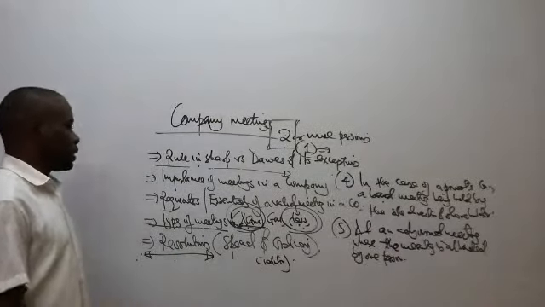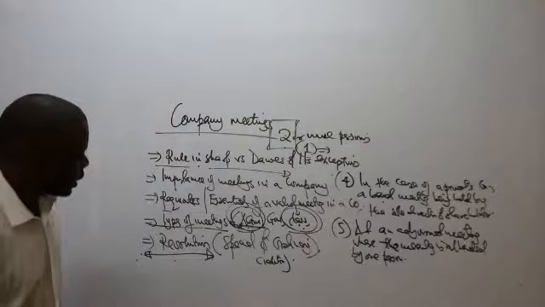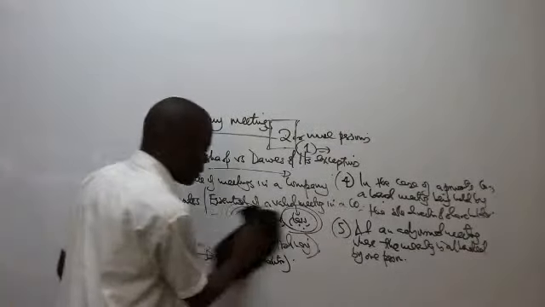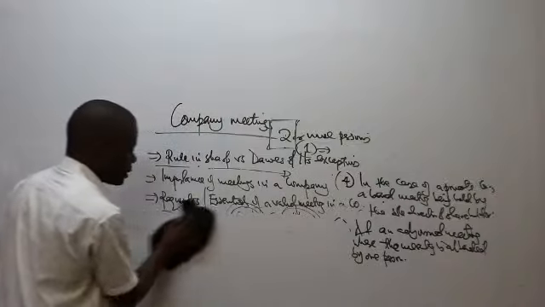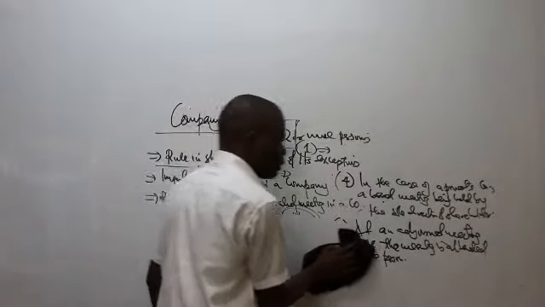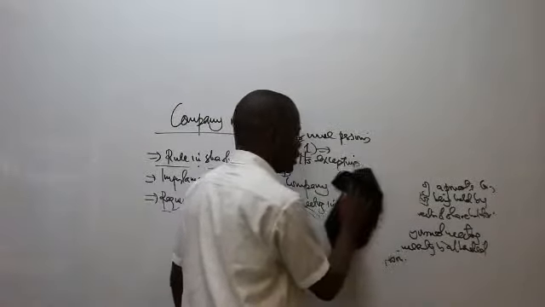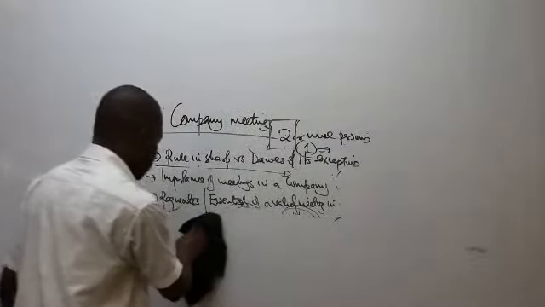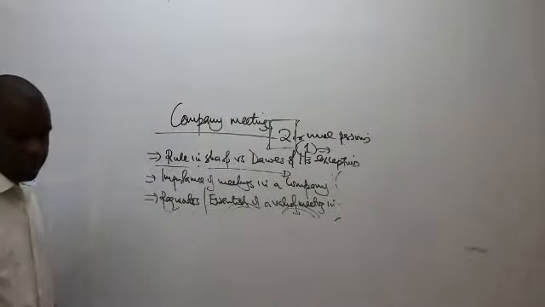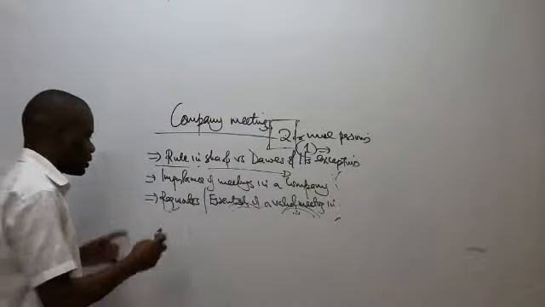So I want us to look at the requisites or essentials of a valid meeting in a company. What are the requirements that must be met before it can be concluded that a valid meeting has been held in the company? There are 5 key essentials.